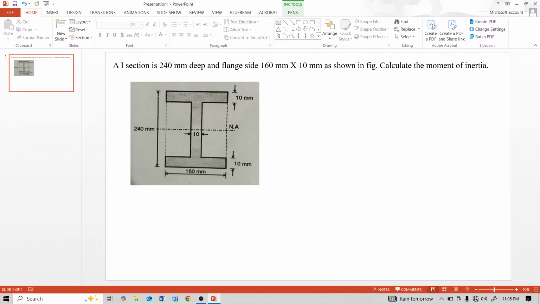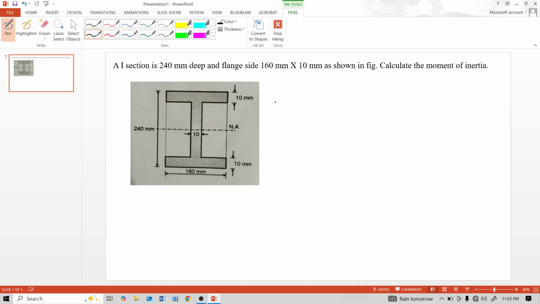Numerical 5 on moment of inertia. The numerical is an I section, 250 mm deep, and the plane side is 160 mm by 10 mm. This is the plane side, width 160 mm and thickness of plane 10 mm. Calculate the moment of inertia.